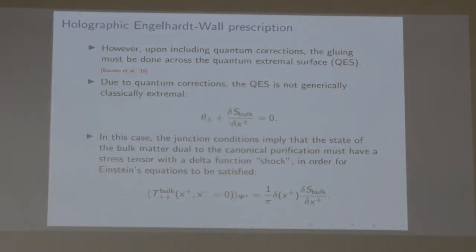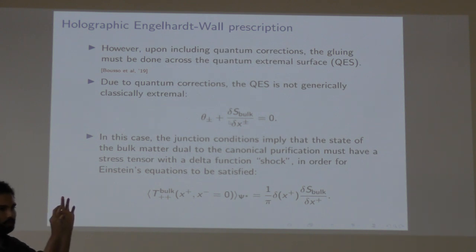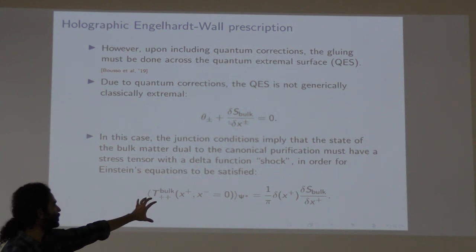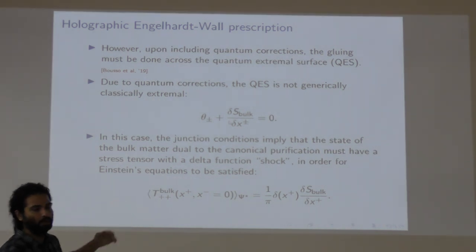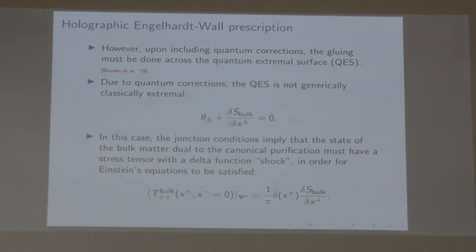And the support is only on the time slice or throughout? So the junction conditions of general relativity only determine the constraints at the point at the QES. Yeah. So general relativity tells you these constraints only from at the QES. But of course these things will propagate, and in general you'll get shocks on the full motion. Yeah. Okay.